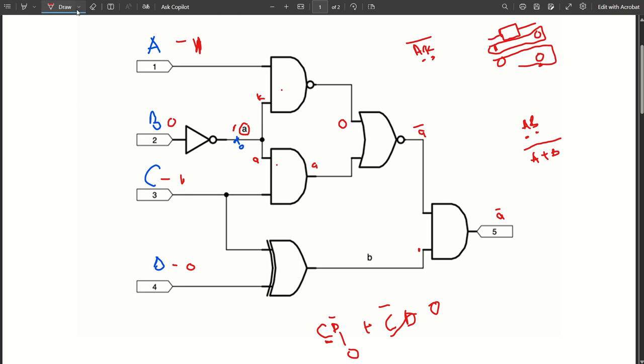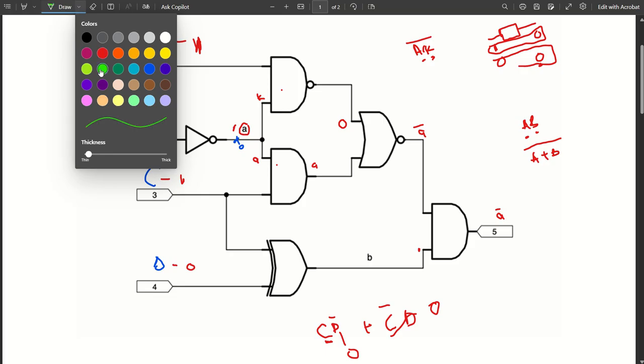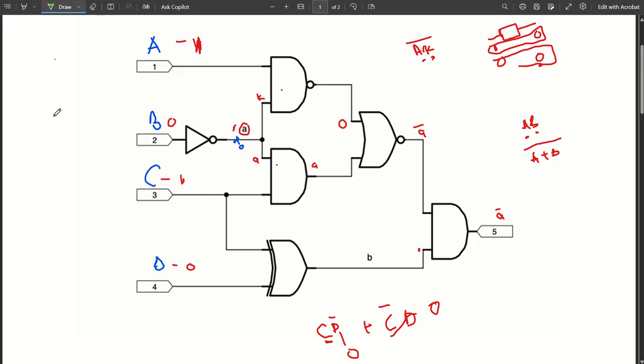Now let me use a different marker. Or should I clean the whole diagram? Okay, let me use a different marker. So this time we are going in the green. The first one, we took the lower part. The second one, let's take the upper part. So for the upper part, here was A, so let's call this one A.